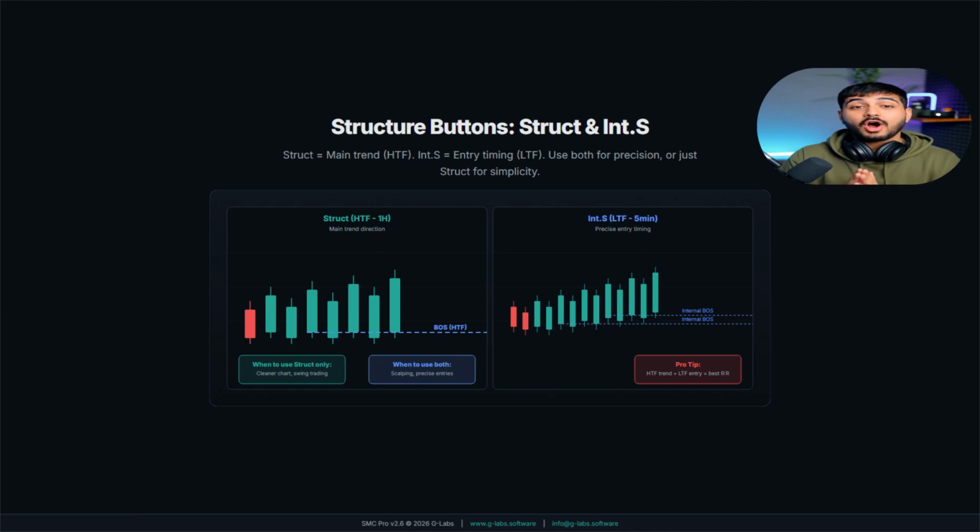Let's break down the structure buttons. Struct shows your main trend, the higher time frame structure with BOS and CHoCH lines. This is your big picture. INTS is internal structure, the lower time frame swings. Use this for precise entries. If your chart looks cluttered, turn off int.s and just trade the main structure. Think of struct as the highway direction, int.s as the side streets.